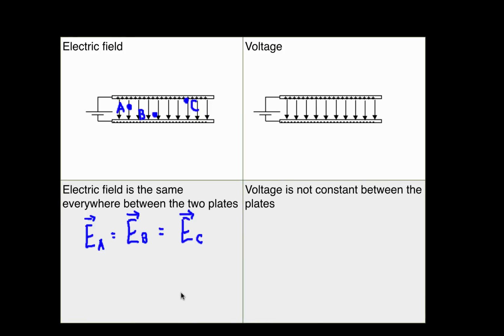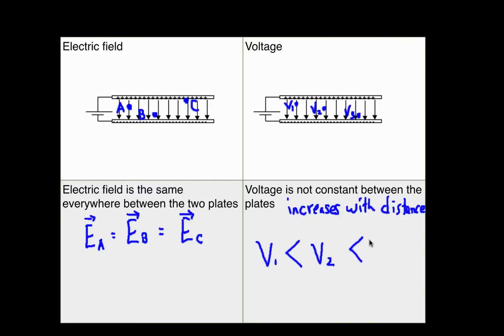This is not true for voltage. Voltage is not constant between the 2 plates. It increases with distance. So if you check the voltage at different points, let's call this one voltage 1, a little bit further down, voltage 2, a little bit further down, voltage 3, the potential difference at point 1 is less than the potential difference at point 2, which is less than the potential difference at point 3.